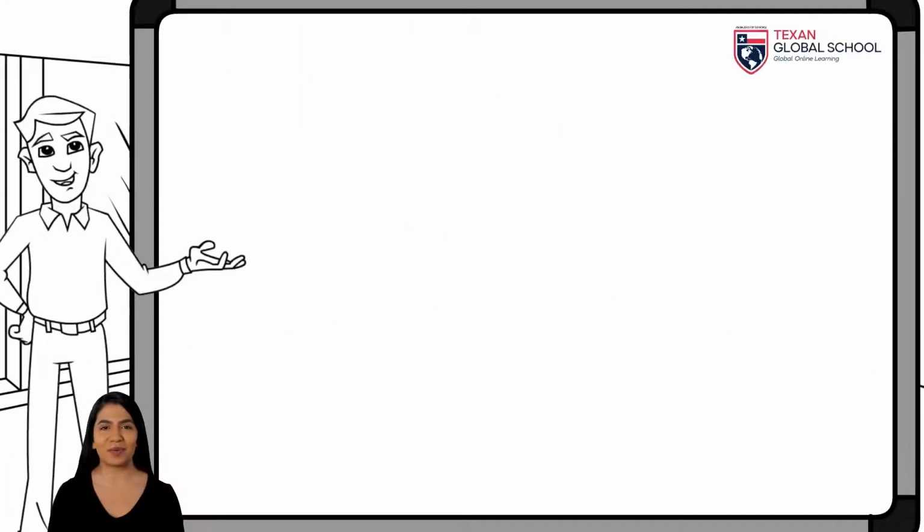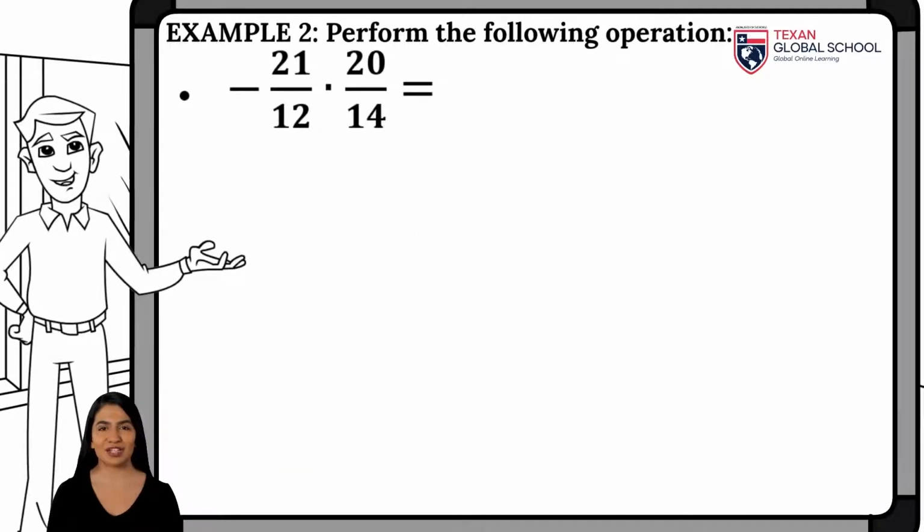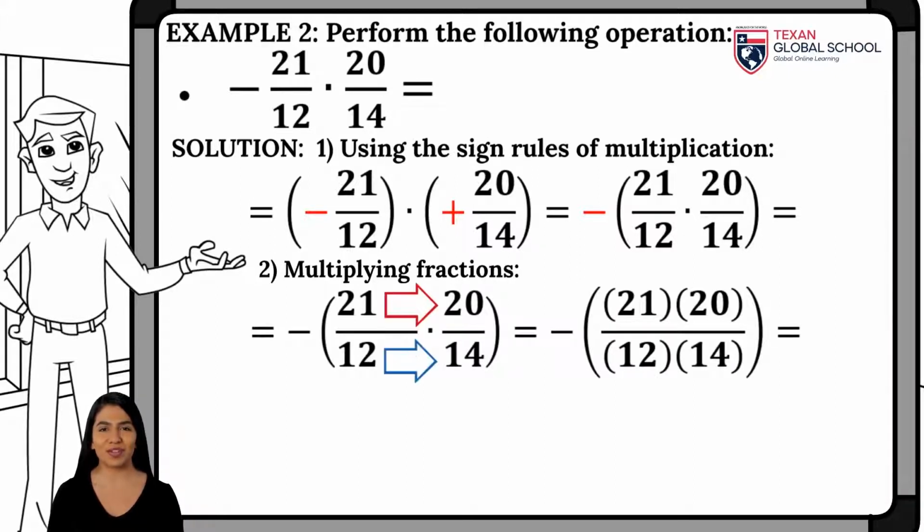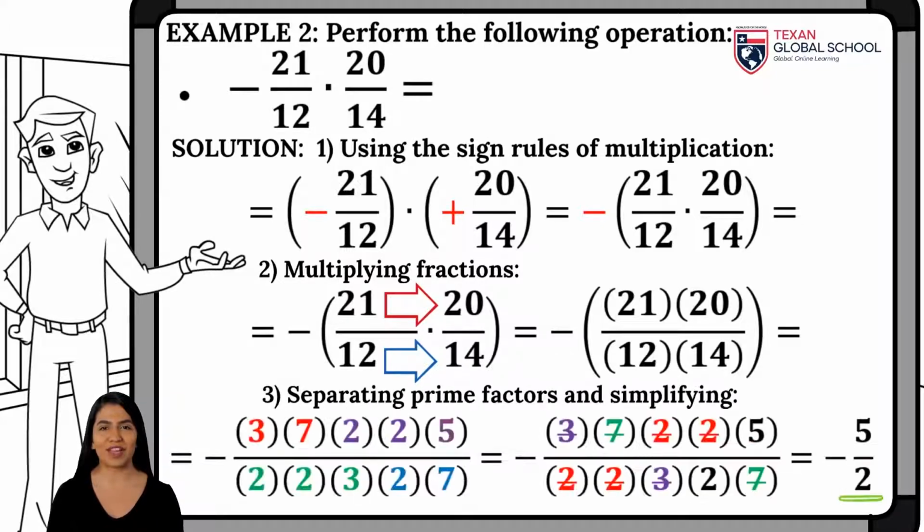In the following example, we will also perform a multiplication between fractions. We first use the sign rules of multiplication. Remembering these rules, negative times positive is negative. Now we multiply numerator with numerator and denominator with denominator. Finally, we separate into prime factors. The prime factors of 21 are 3 and 7. The prime factors of 20 are 2, 2, and 5. The prime factors of 12 are 2, 2, and 3. And the prime factors of 14 are 2 and 7.